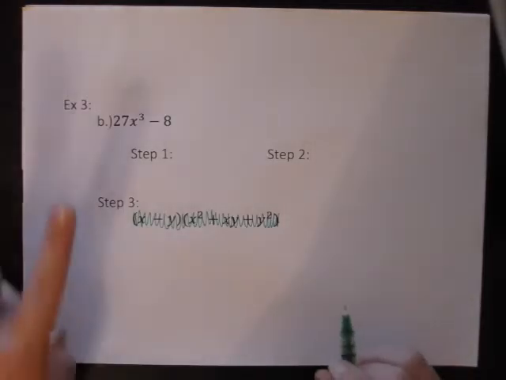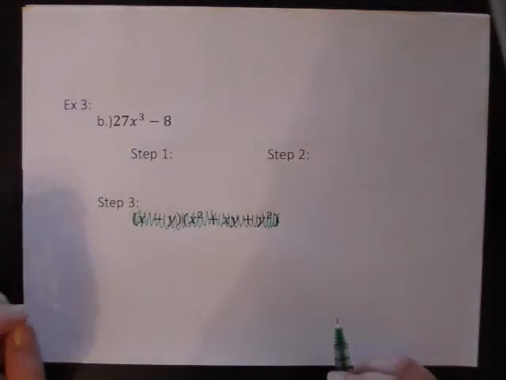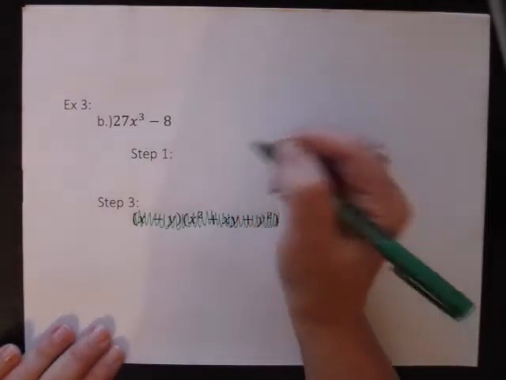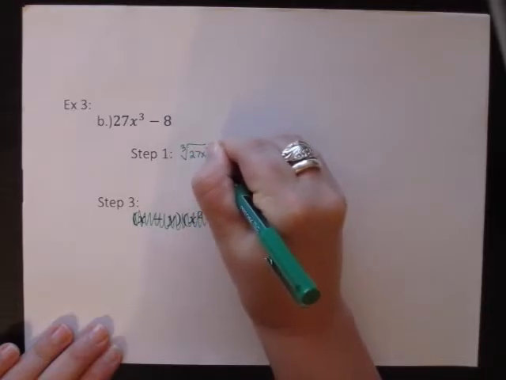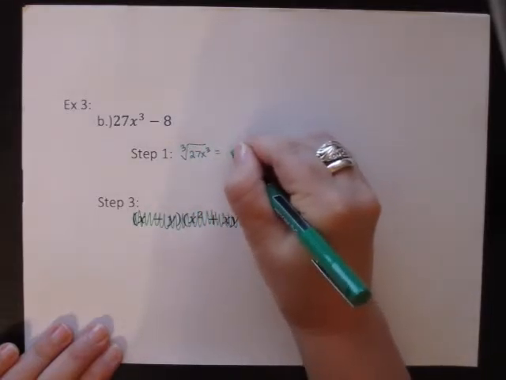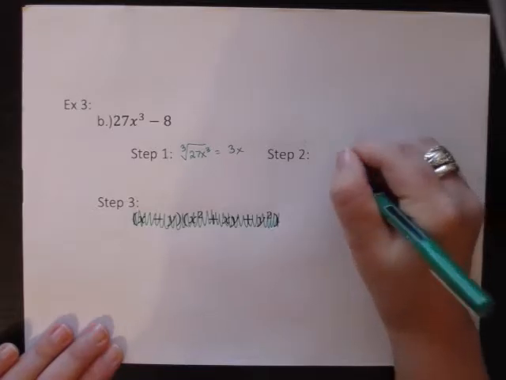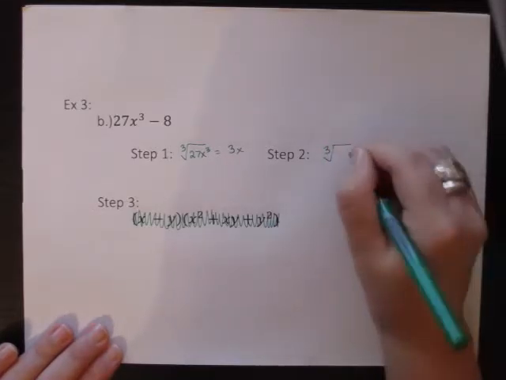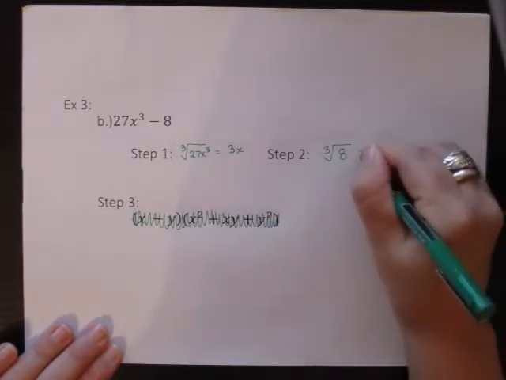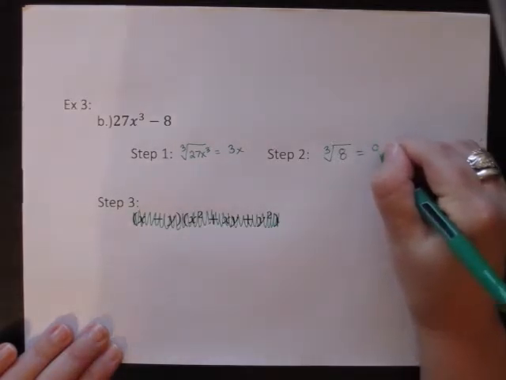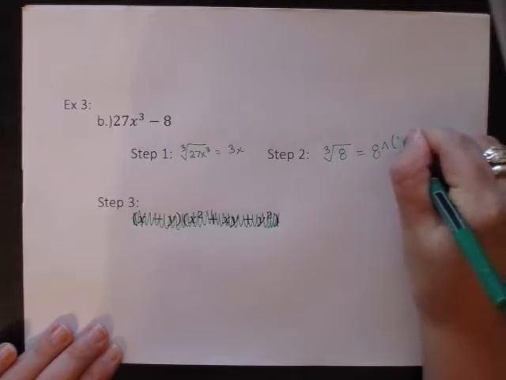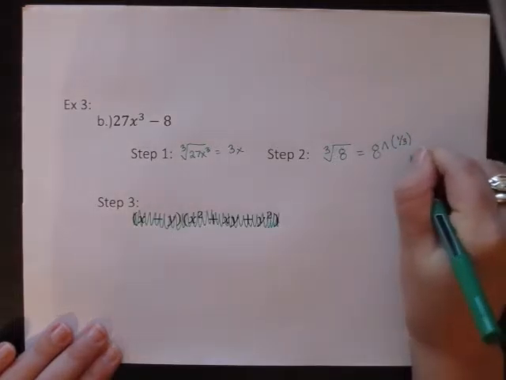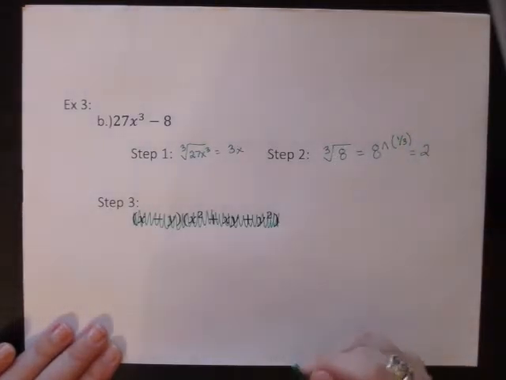So first thing I notice is I have two terms, and both of those terms are going to be perfect cubes. So what I need to do is take the cube root of 27x to the third, which would be 3x, and then take the cube root of 8, which in my calculator I'd go 8, up arrow, and then in parentheses 1 divided by 3, and I'd be given 2.